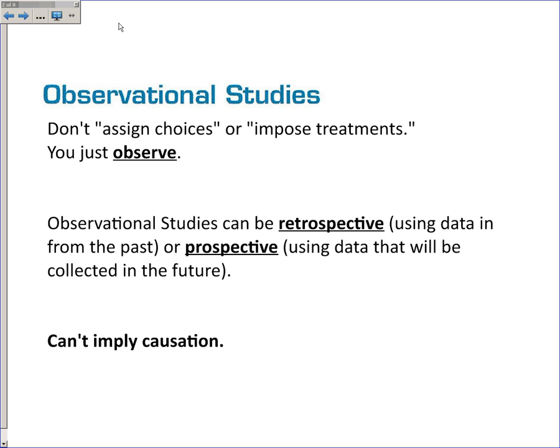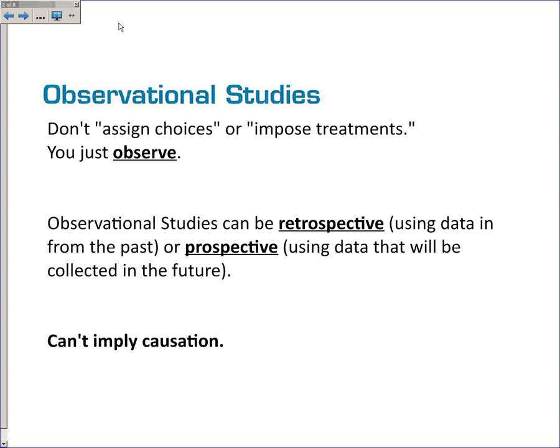Now, observational studies can be retrospective, where you take your sample and you look at data from that sample from the past. Or it can be prospective, where you collect your sample and then you watch them over a certain time period, like a certain number of years. Or it can be simply a survey, like we talked about in our last chapter. The important thing is that you're not causing any kind of a change, you're just observing.